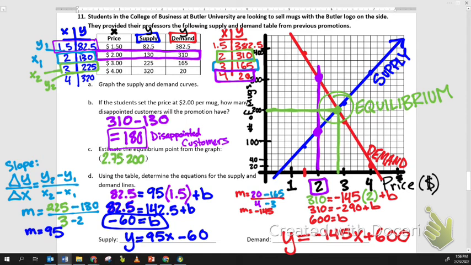And if I look at my graph to make sure, that makes sense because it doesn't cross until it gets all the way up to 600, which is off our graph. And the line is going down across the page, so that negative slope makes sense too.